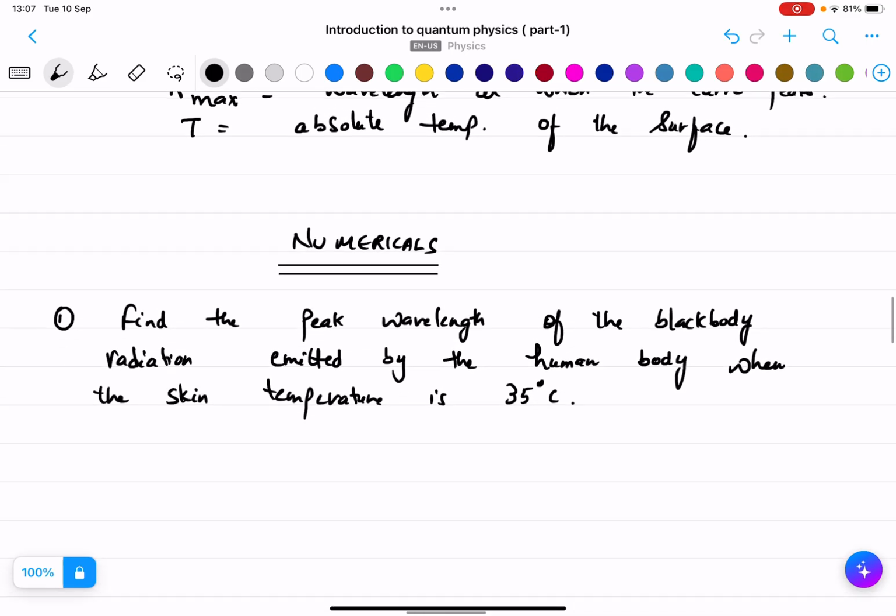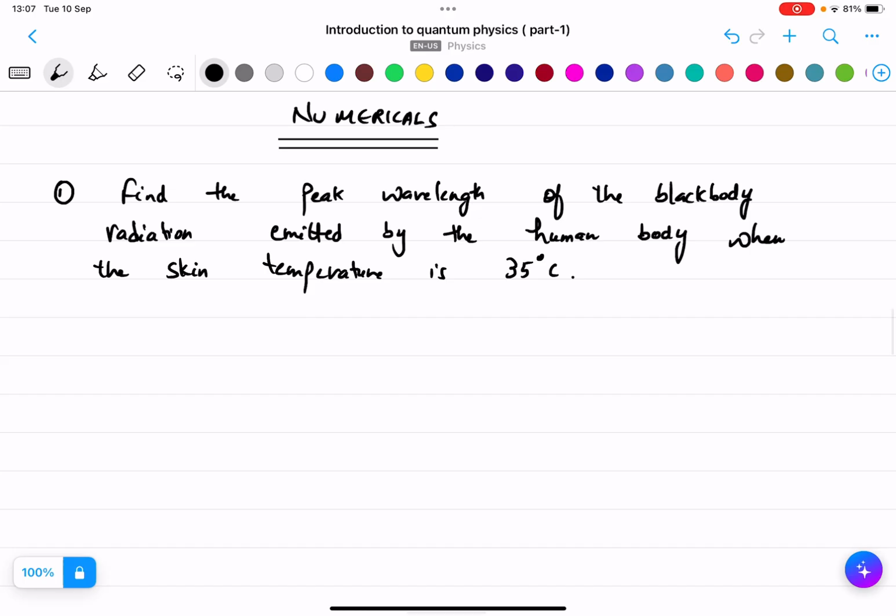Now the first numerical. Find the peak wavelength of the black body radiation emitted by the human body when the skin temperature is 35 degrees Celsius. First of all, we will see what is given to us. Given is temperature T equals 35 degrees Celsius. But remember, this temperature is in Celsius, so we need to convert it into Kelvin. So 35 plus 273 equals 308 Kelvin.